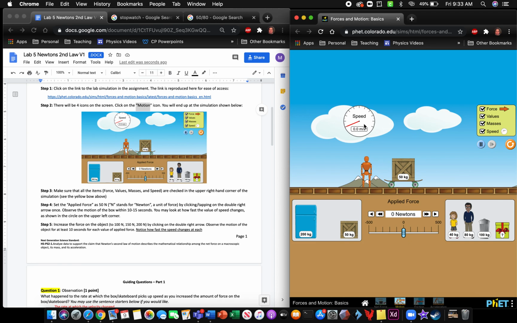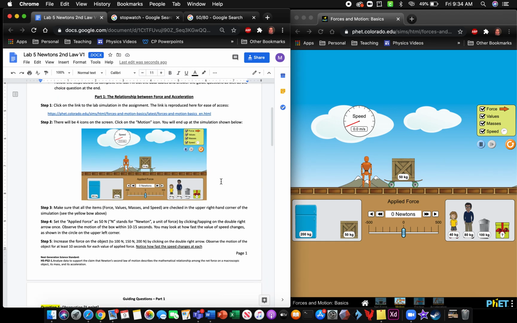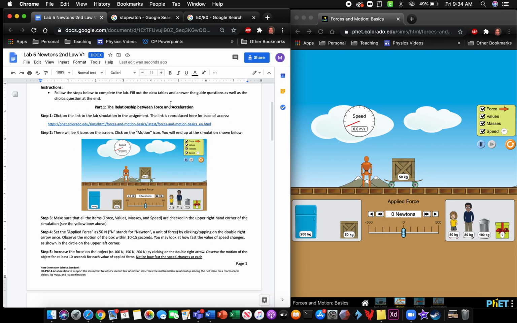This is just going to give us some numbers so that we can determine what is going on by using numbers to definitively say that there's in fact a relationship here between acceleration, force, and mass. Alright, so this first one, we're looking at Newton's first observation. That's part 1. It has to do with the relationship between force and acceleration.